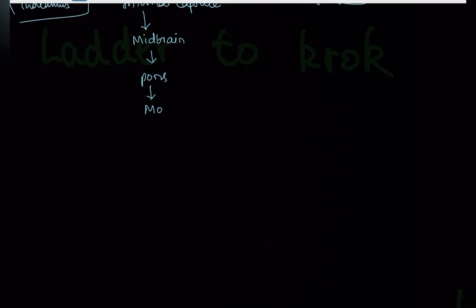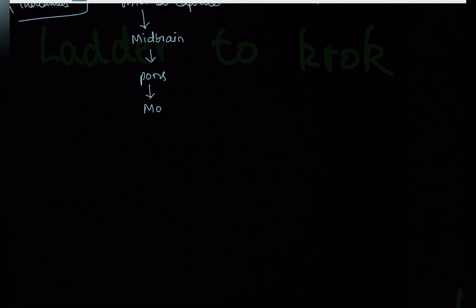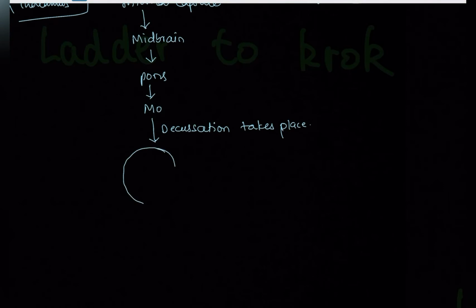As I said before, this pyramidal tract, especially the corticospinal tract, will decussate right after the medulla oblongata. So decussation takes place over here. That is, they will cross over. Then they go into this white matter. I am drawing the spinal cord. Okay.